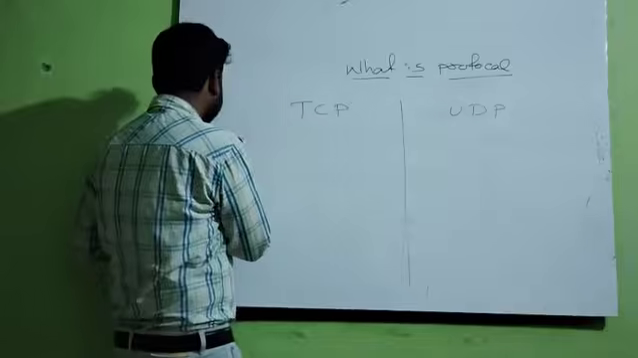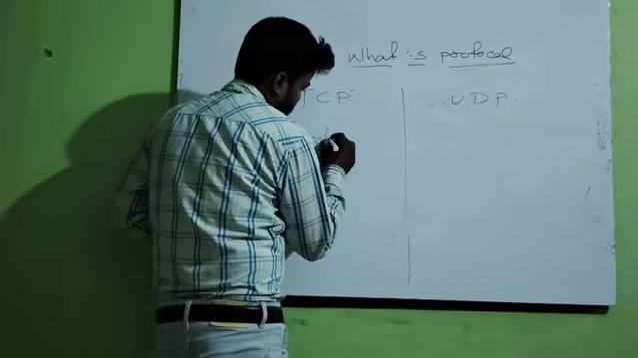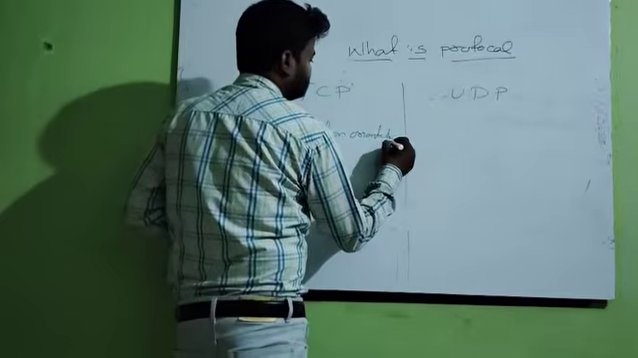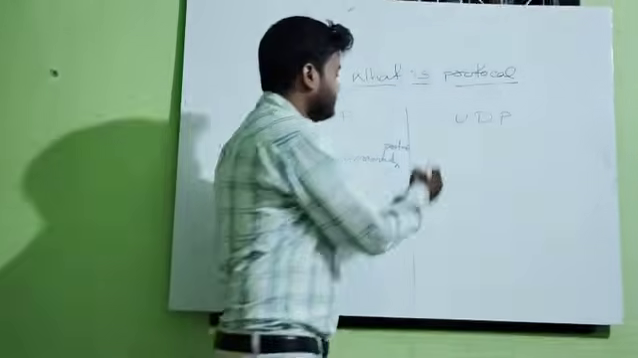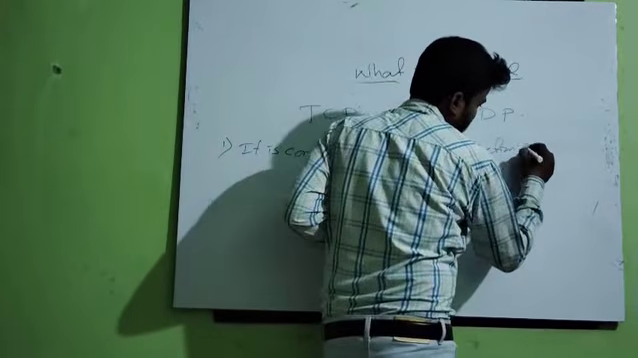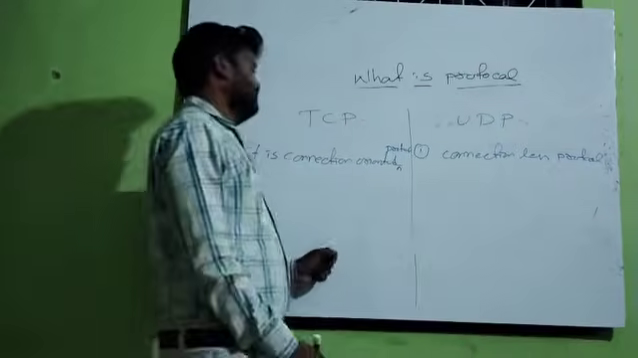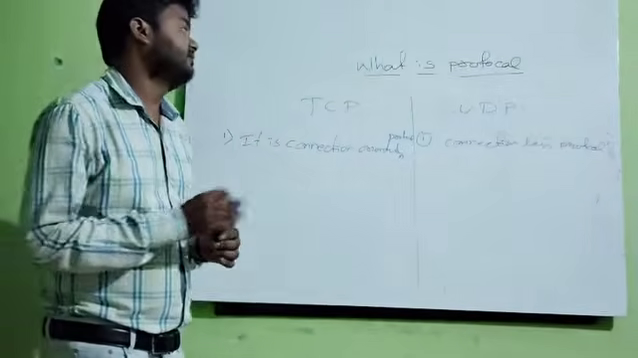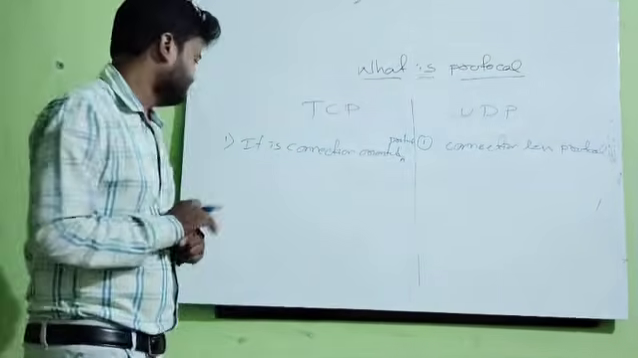The main point is that TCP is a connection oriented protocol. The next point is that UDP is a connectionless protocol. What does connection oriented mean, and what does connectionless protocol mean? If you understand that point, you will automatically understand the difference.